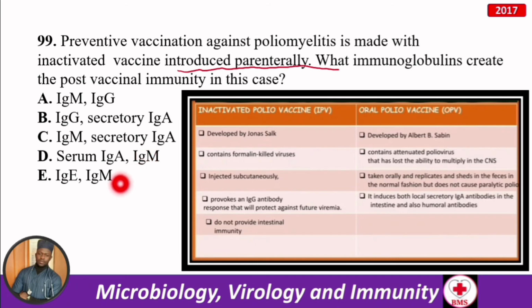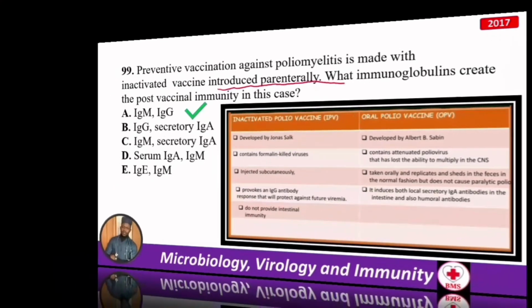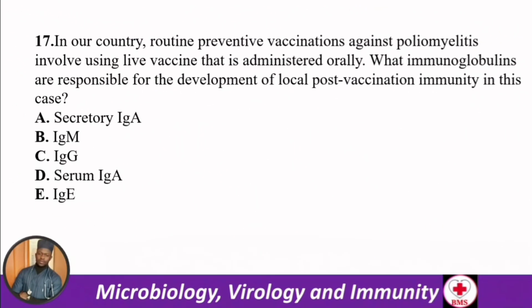You are left with IgE and IgM, right? But the long-term process is the IgG antibody. So IgM and IgG, that's the correct answer. Let's look at another question which is similar to this. Maybe you will understand it quickly.